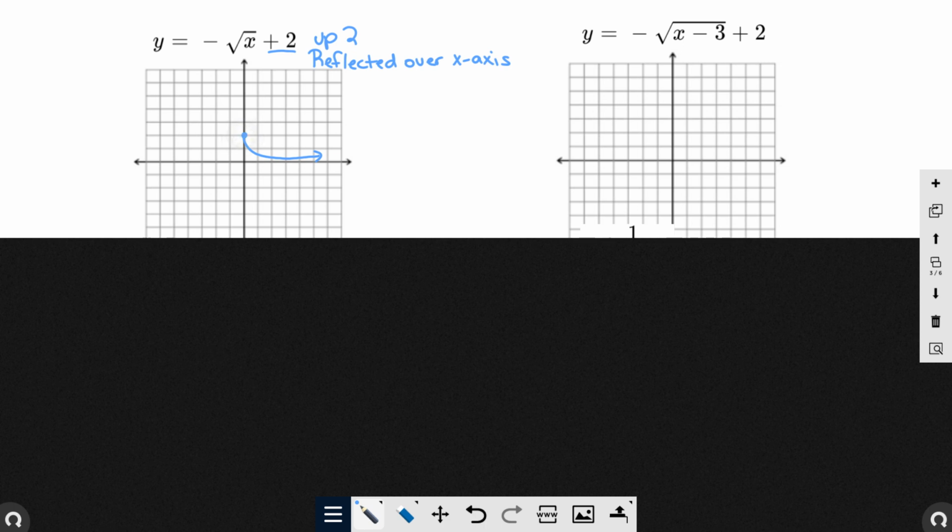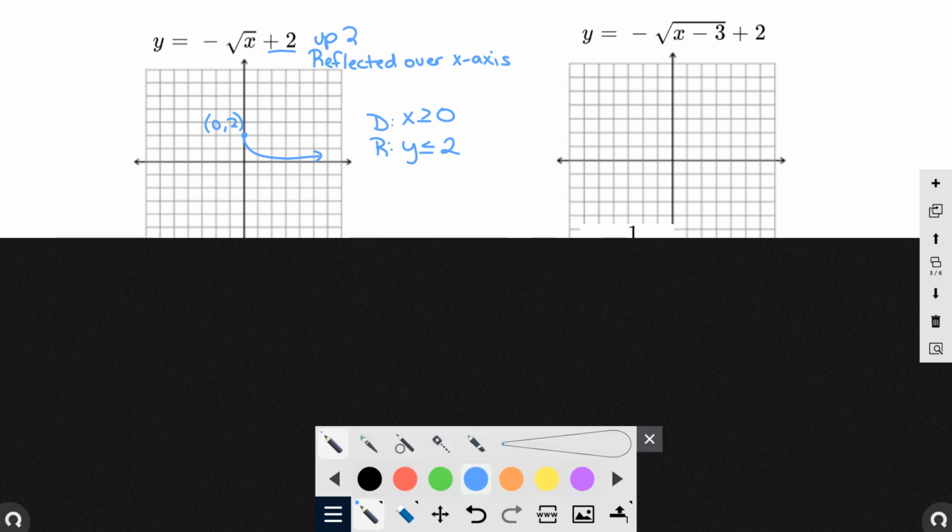So, what are the coordinates of this point where it starts at? 0, 2. Good. So, remember, that is your domain and range value. For your domain, we would say x is. Good. And the range, y is, since it's reflected, less than or equal to 2. Any questions on that one? Okay, let's try our next one.